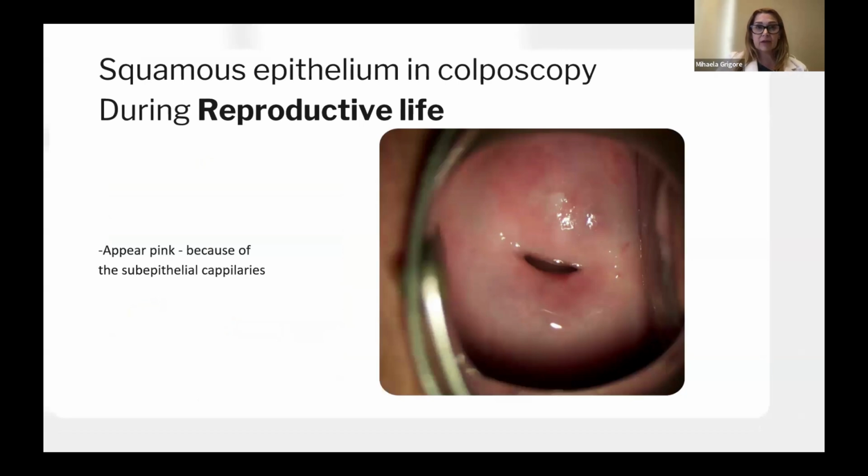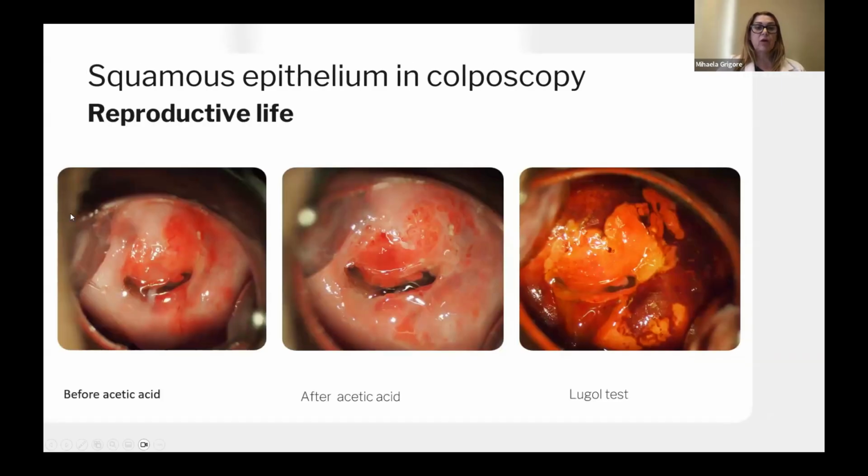How is the aspect of these two types of epithelium in colposcopy? So we will start with squamous epithelium, which I told you is a multi-layered epithelium. It will appear pinky because of the subepithelial capillaries. Here we also have an example of how the squamous epithelium looked before acetic acid. In the middle, after acetic acid, we see it is pink. And after we apply the Lugol solution, this squamous epithelium will become brown.